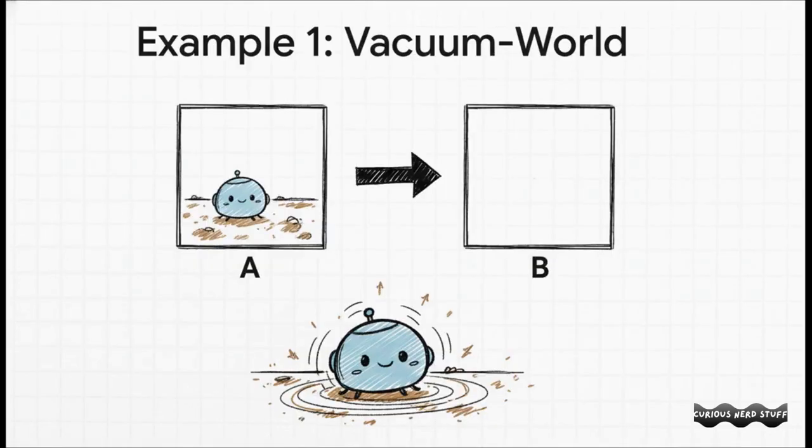A classic example is the vacuum world. As you can see in this diagram, the problem is defined perfectly. A state is simply the robot's location, is it in room A or room B, and the cleanliness of each of those rooms. The actions are super simple: move left, move right, and suck up dirt. And the goal? Totally unambiguous. All rooms have to be clean. It's this perfect self-contained universe for testing out an AI agent.